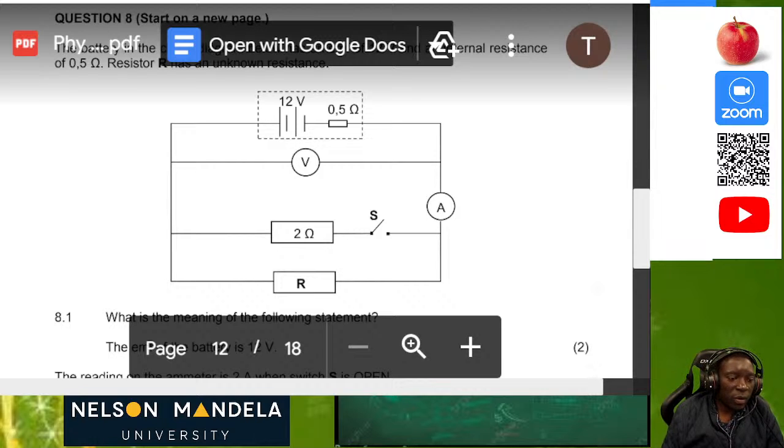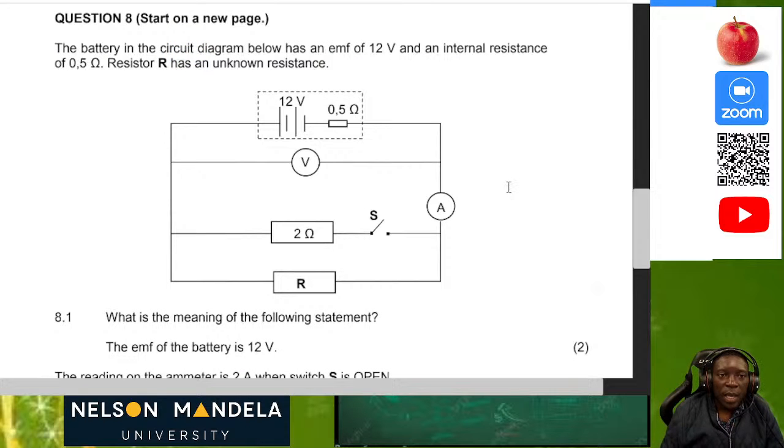Okay, the battery in the circuit diagram below has an EMF of 12 volts and an internal resistance of 0.5 ohms. Resistor R has an unknown resistance, so definitely you should expect a question requiring you to find R at some point. So let's see how we'll get to that. The first part is, what is the meaning of the following statement? The EMF of the battery is 12 volts. So what does it mean?